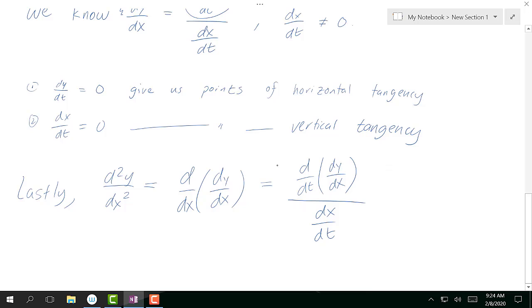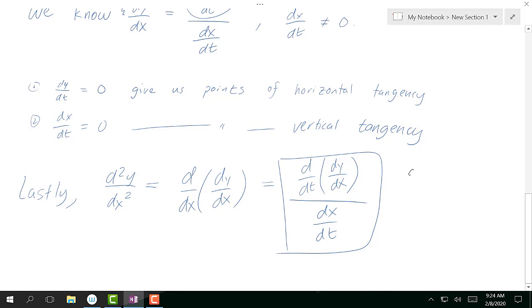So this is going to be our second derivative. And just to recall, we know that if the second derivative is positive, then that means that our graph is going to be concave up. If our second derivative is negative, then our graph is going to be concave down.